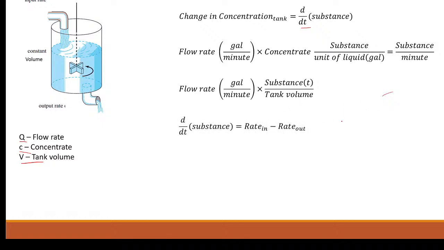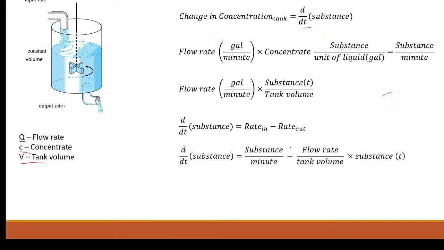So if we look at this in terms of an equation, you can write this a little bit more succinctly. The differential is the substance per minute minus the flow rate per the volume of the tank times the amount of substance at any time t. So we can write it just like this. This is just a way of writing it so that it looks a little bit more consistent with an equation or a formula that you can use.